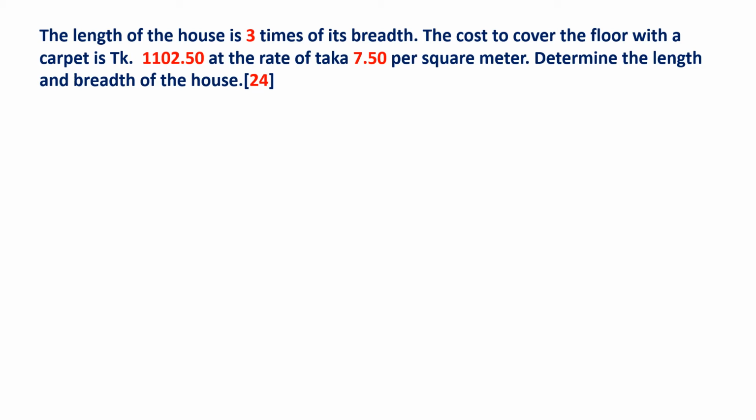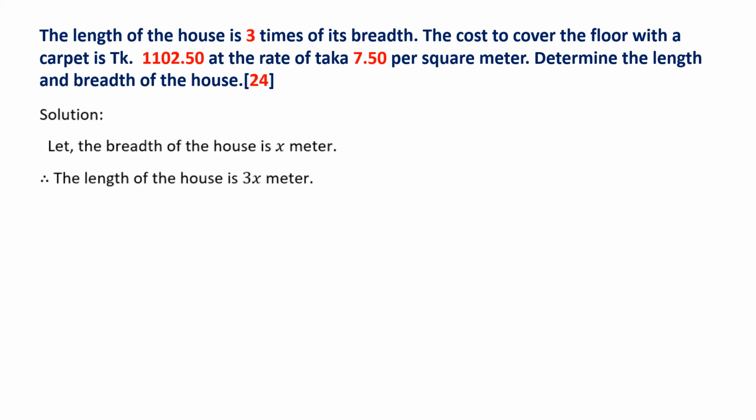As the length of the house is 3 times its breadth, if the breadth is x, then the length must be 3x. The cost to cover the floor with a carpet is 1102.50 at the rate of taka 7.50 per square meter. That means for each square meter you need 7.50 taka, and you should be very careful with this kind of problem, because the rate is per square meter. You need to tackle it by finding the area, because 7.50 is for per square meter. So let us see this.